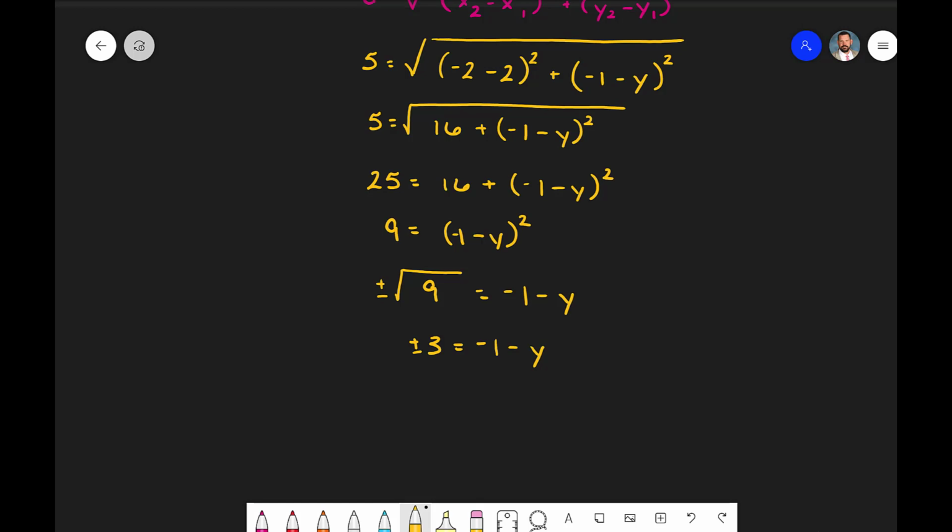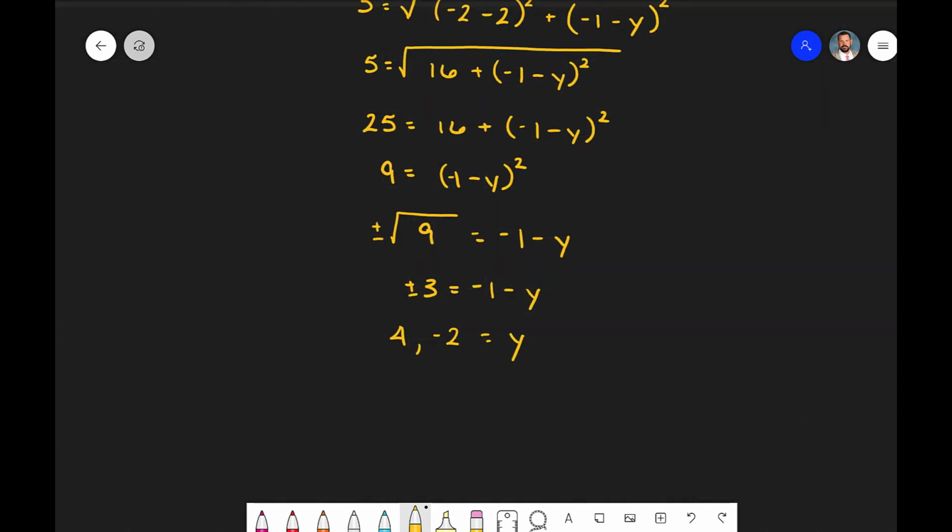We can add 1 to both sides. So in one case, we're going to get +4, and in the other case we're going to get -2, and that's all going to be equal to y. So our solution set will be the ordered pairs (2, 4) and (2, -2). And so there's the solution to number 13. Those are the only 2 points that have a distance of 5 units from the given point of (-2, -1).